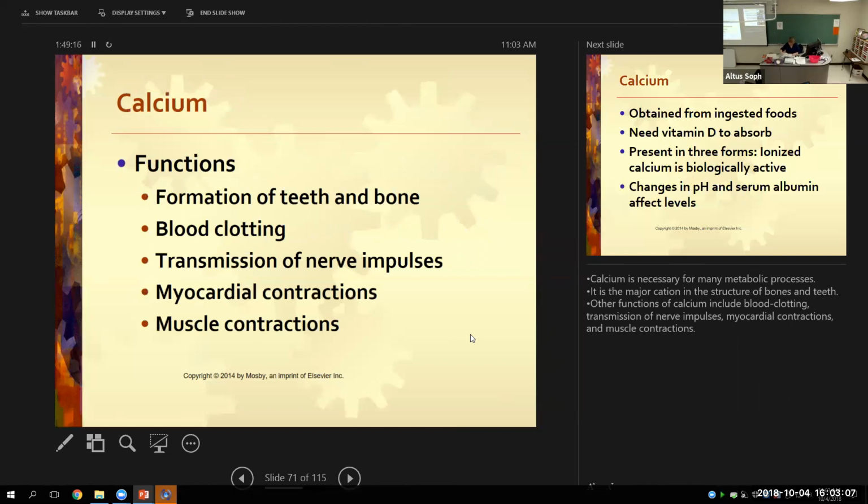Okay, so now we're getting into calcium. I know we're going slowly. Calcium is important for the formation of teeth and bones. It's important in blood clotting, transmission of nerve impulses, and it's very important in those last 3: transmission of nerve impulses, and our myocardial contractions, and our muscle contractions. So when we have a problem with either hypercalcemia or hypocalcemia, that's where we're going to actually see our problems, especially in those last 3 things.